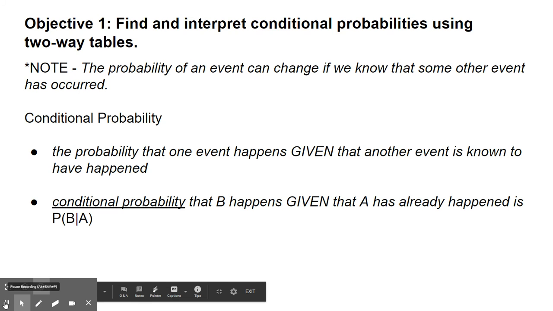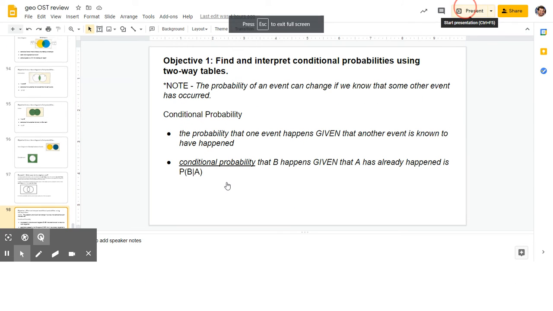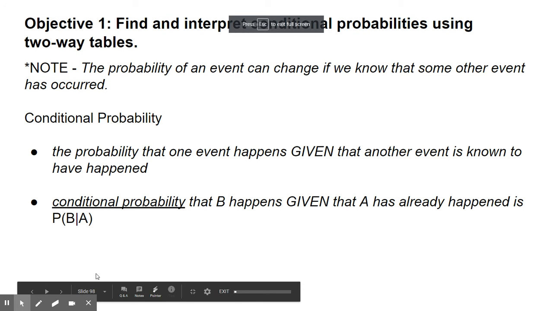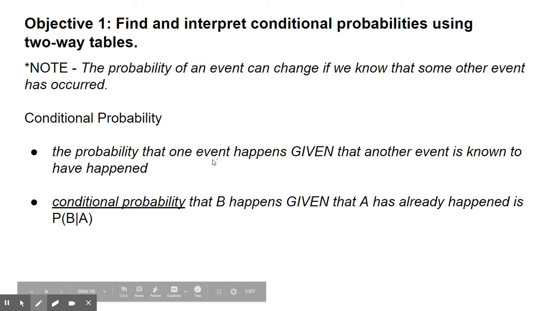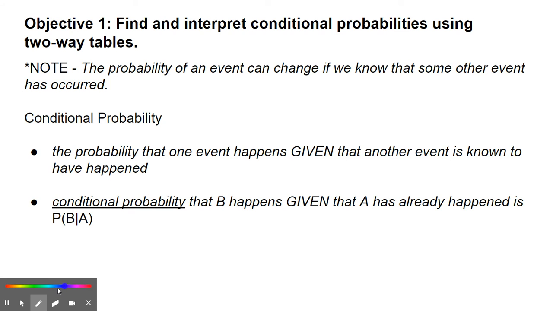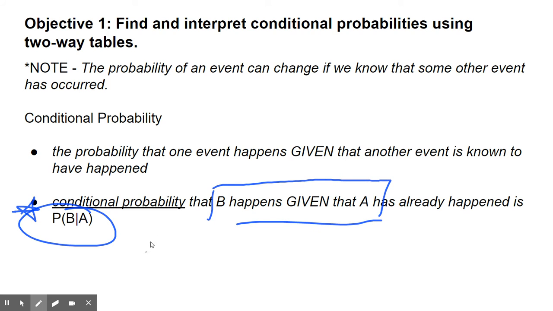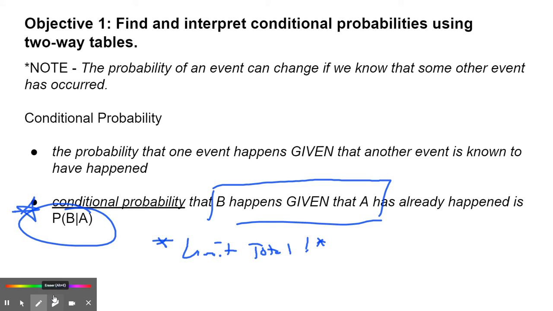Okay, conditional probability, very important idea. The state test loves conditional probability. When you're doing conditional probability, you're looking at the probability that one event happens given that something else has already happened. So this is your notation, and that just means B given A. The biggest thing with conditional probability is that you limit the total. If you can remember that, you'll be golden. You limit the total. You already know something happens.